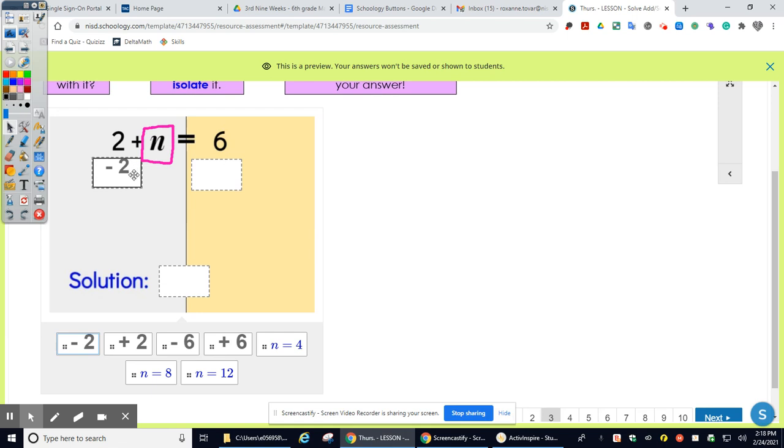But remember, what you do to one side, you have to do the exact same thing to the other side. So if you are subtracting 2 from this side to get rid of 2 because n wants to be all by itself, then you have to subtract 2 from this side. Okay? So positive 2 and negative 2, they're gone. They went bye-bye. Okay, all we have is n all by itself. It's what n wanted to begin with. N doesn't want to be with anybody. Okay? And then now on this side, we have 6 take away 2. And we know that 6 take away 2 is 4. Therefore, we know that our solution would be n equals 4.